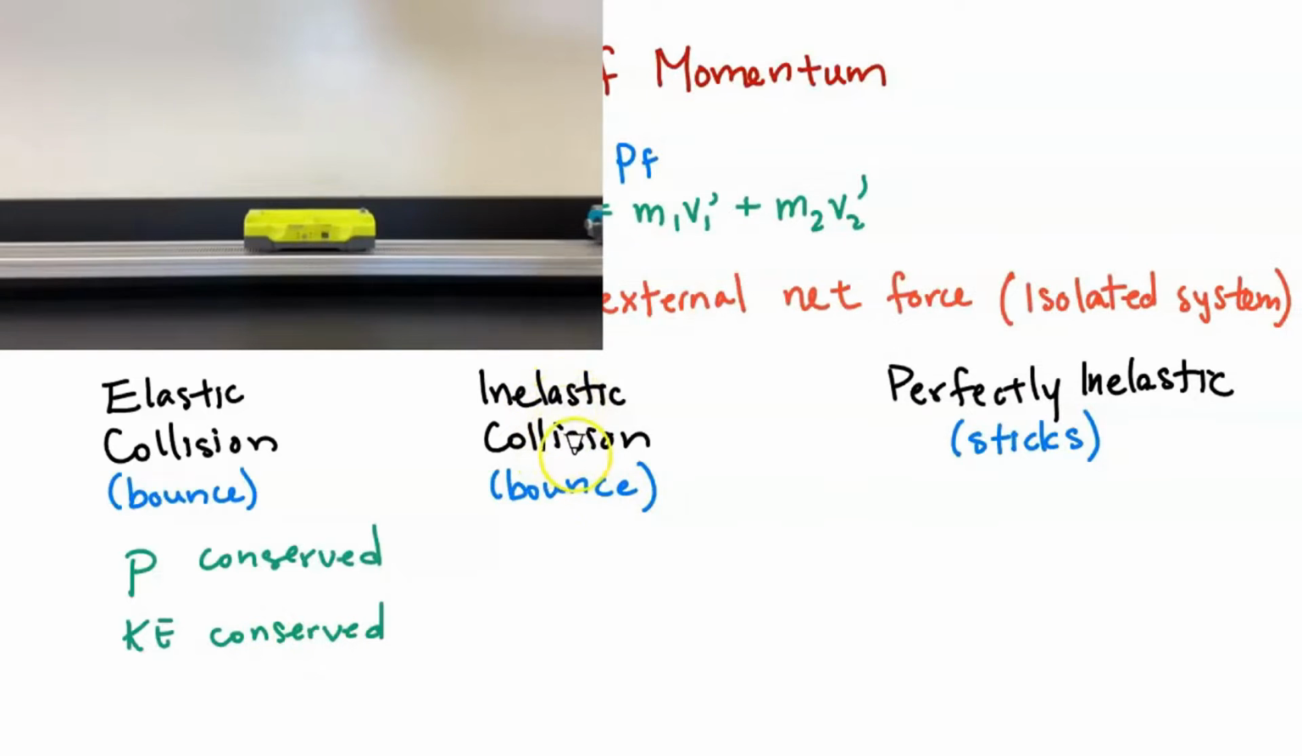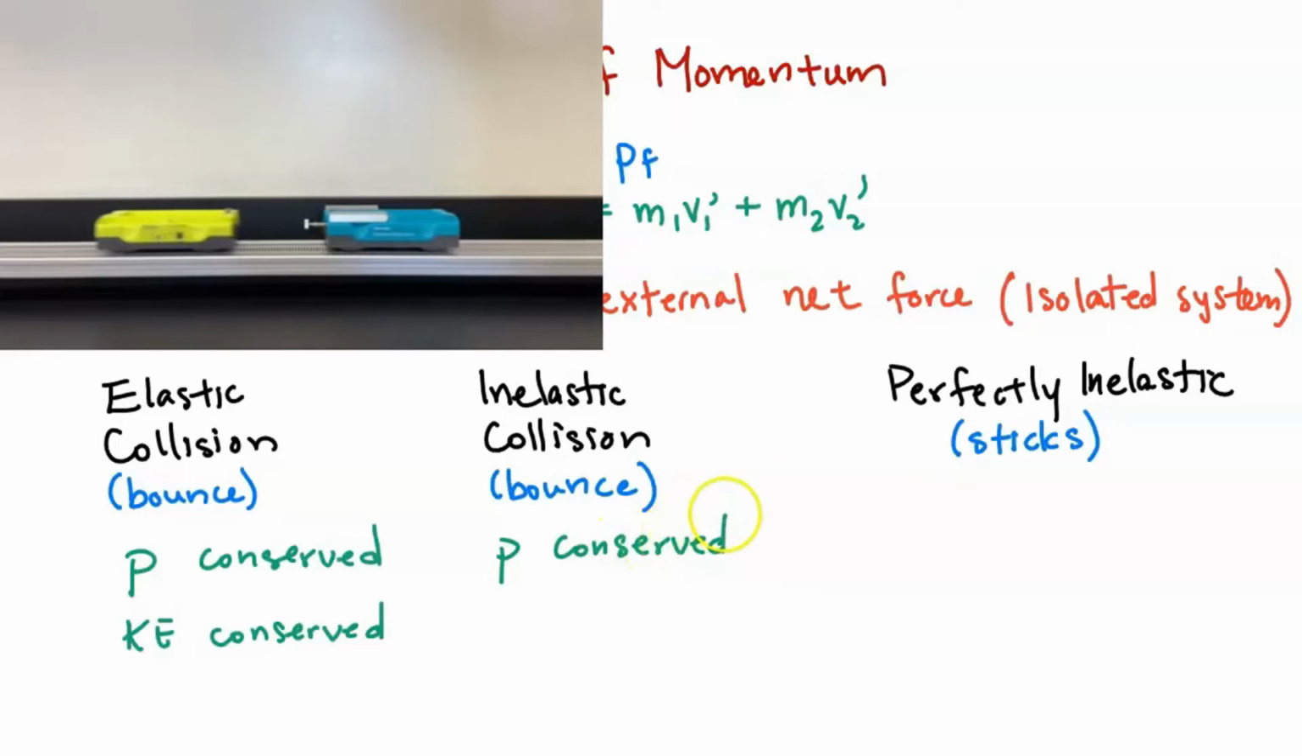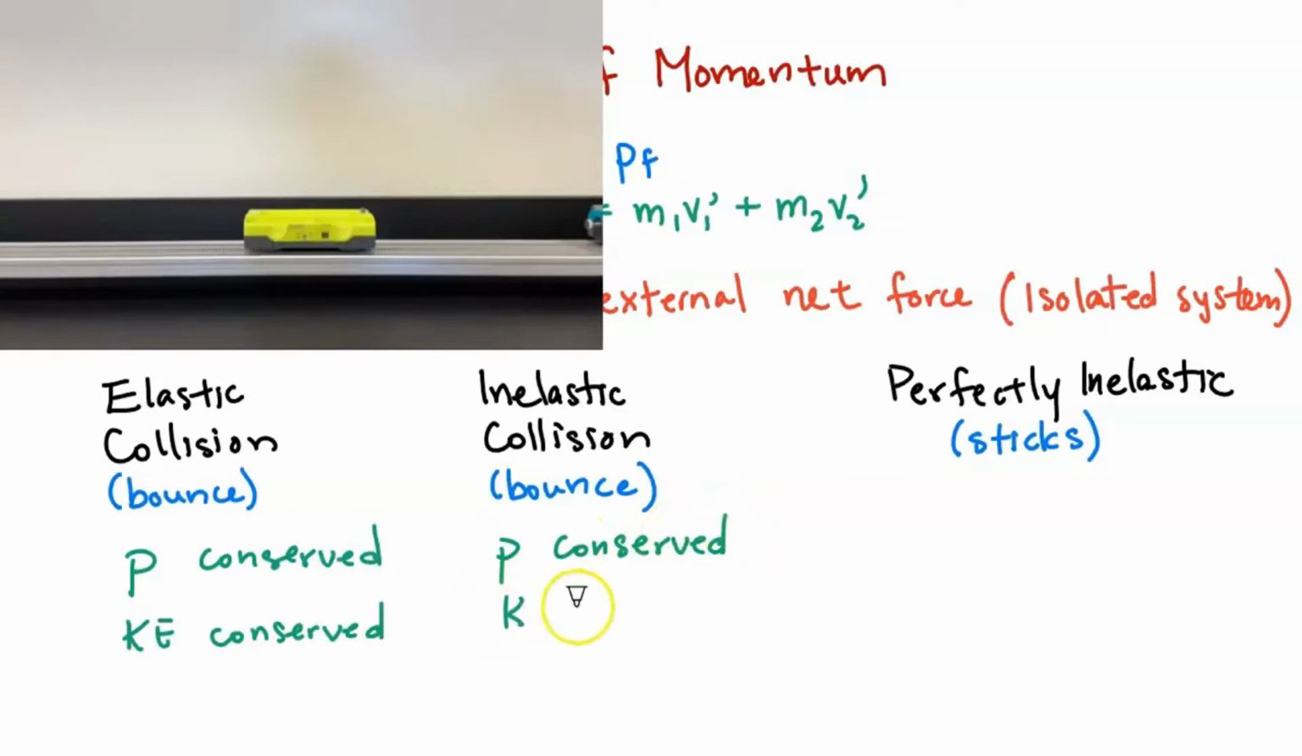Next, we'll look at inelastic collision. This is a collision where the two carts bounce off each other and momentum is also conserved. And for kinetic energy, there is some kinetic energy loss.